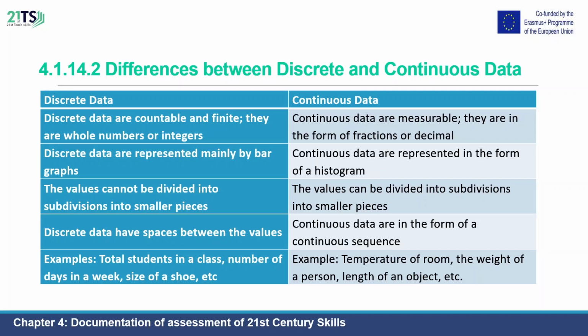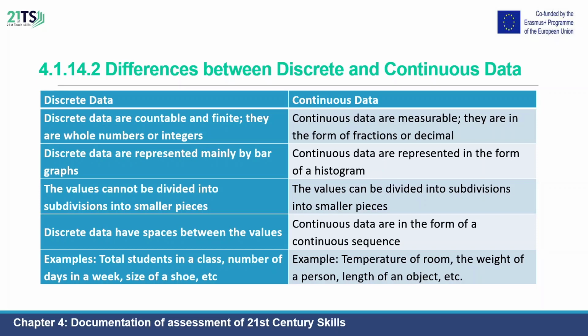The left column is about discrete data, and the right column is about continuous data. Discrete data are countable, finite, and whole numbers or integers, whereas continuous data are measurable, in the form of fractions or decimals. Discrete data are represented mainly by bar graphs, whereas continuous data are represented in the form of histograms.